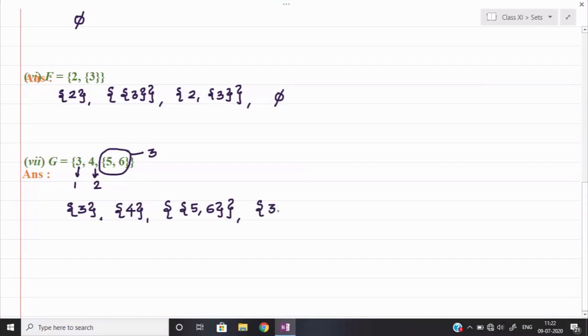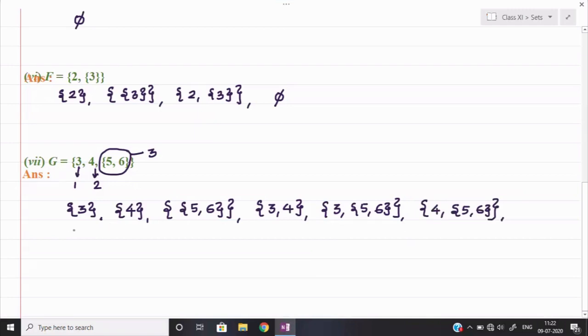So along with 3 I have taken 4. So {3, 4} is one of the subsets. Along with 3 now I will take {5, 6}, right? And along with 4 now I will take {5, 6}. So in the curly bracket I will write 4, then {5, 6} will come in the bracket, and then the bracket closes. So see, here I have made single-element subsets, then two-element subsets.